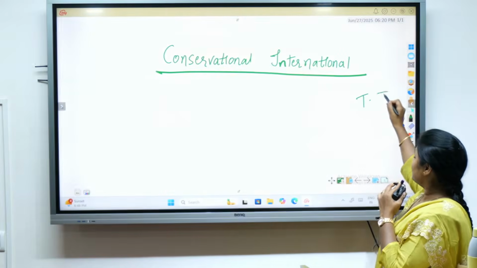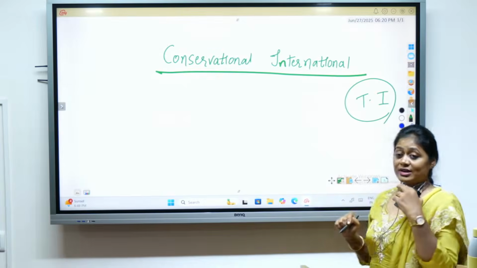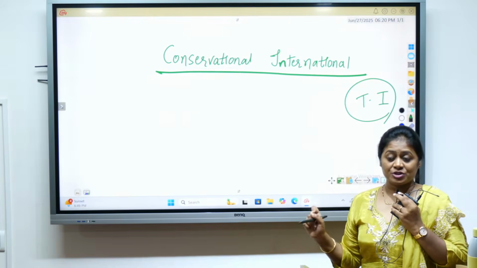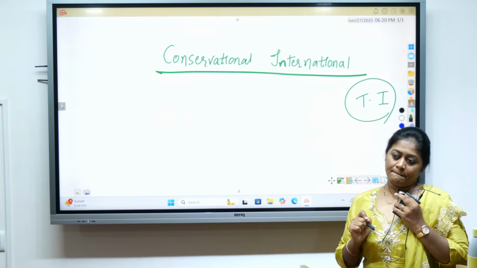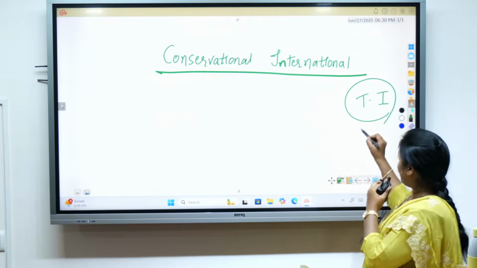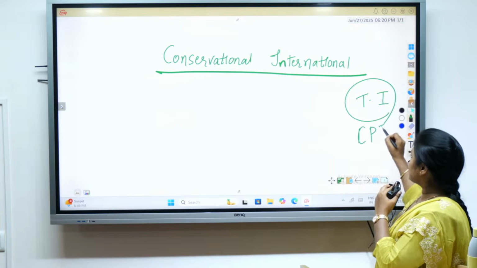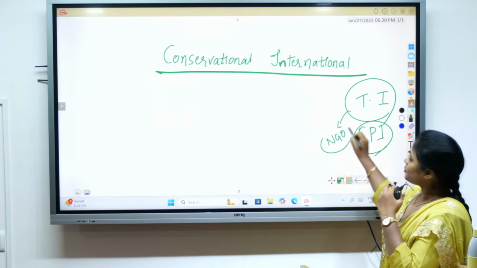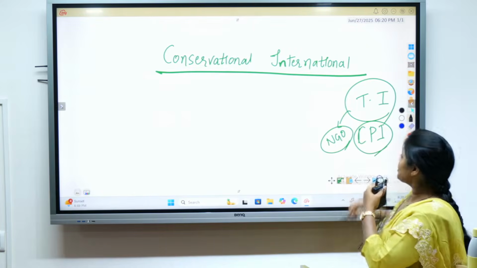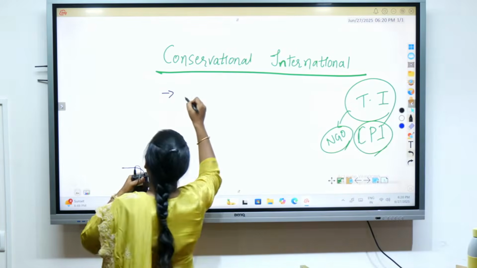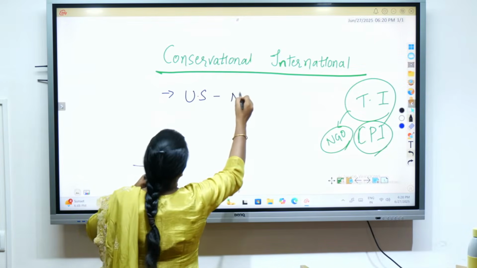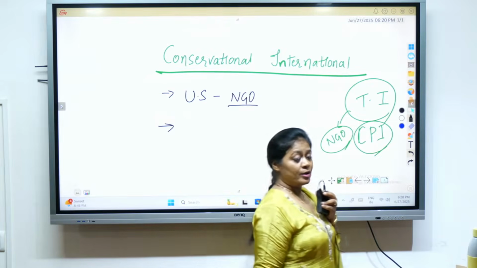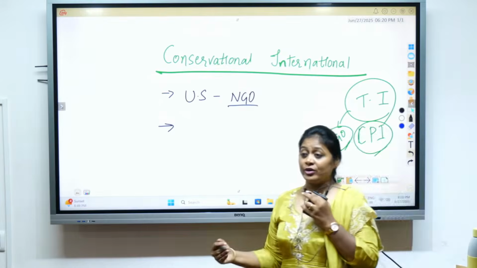Transparency International is one such international organization. It is an NGO which releases the Corruption Perception Index annually. This question was asked in UPSC only. Same way, Conservation International is also an American US NGO, which takes responsibility of protecting the environment for the benefit of mankind.